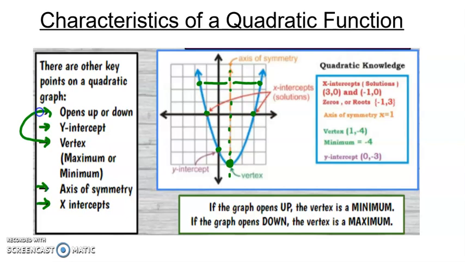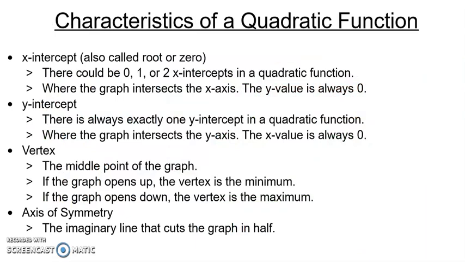So the vertex, like we said, either has a maximum or minimum. Well, if our graph opens up, like the example you see here, our vertex is a minimum. The graph doesn't go any lower, so that's the minimum point. And when we're talking about maximum and minimum, it's really talking about the y values of our graph. If our graph opens down, then our vertex is the very top of our graph, and so that is our maximum value.